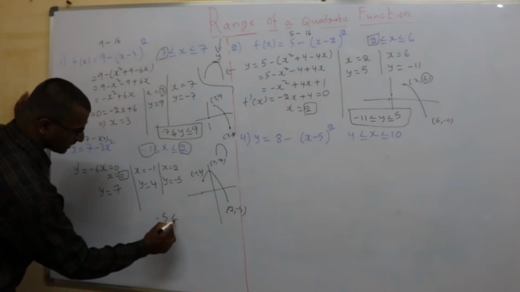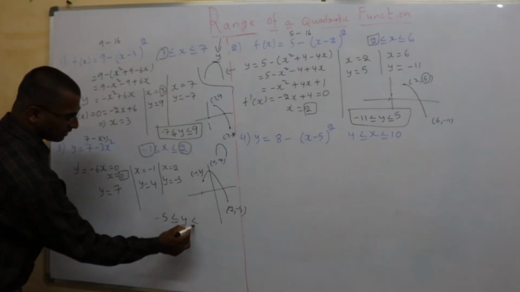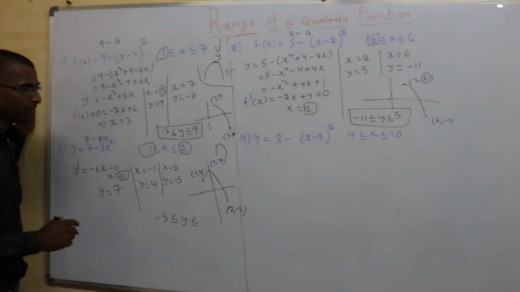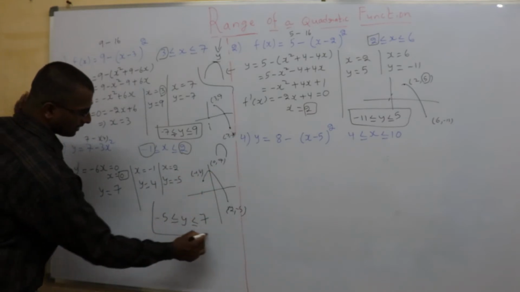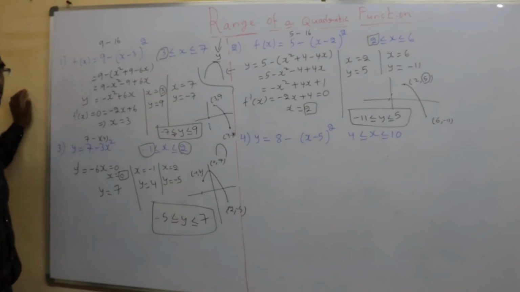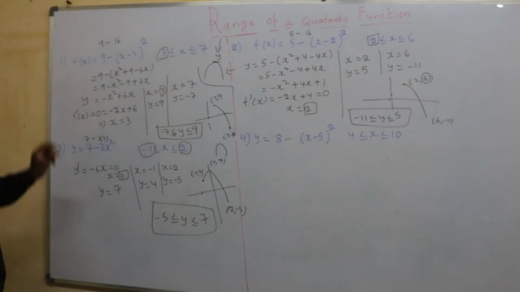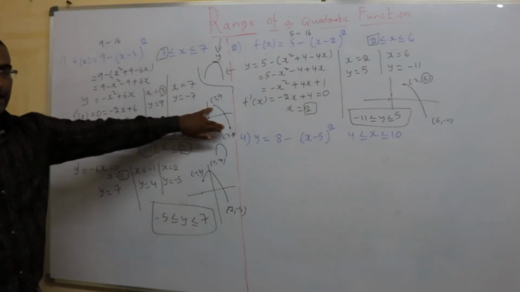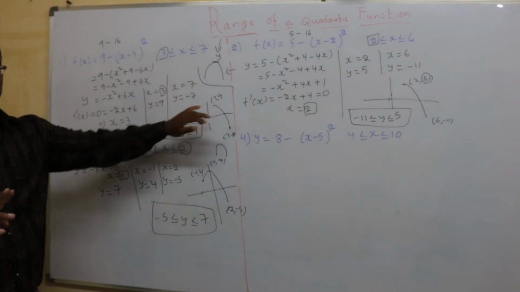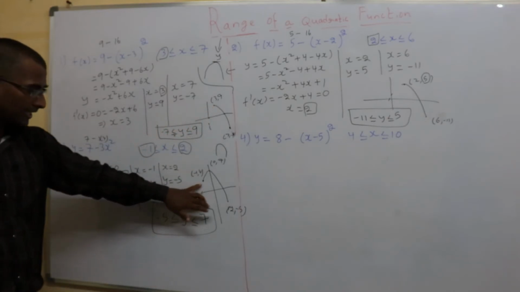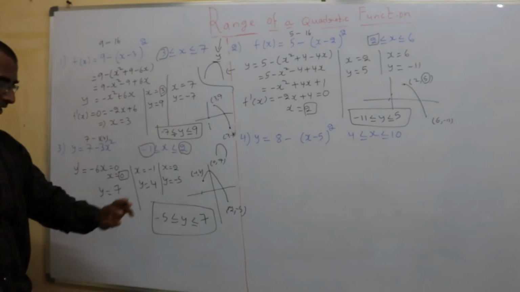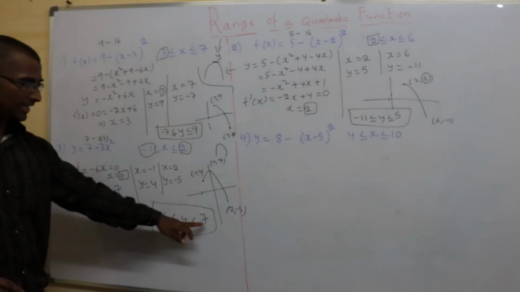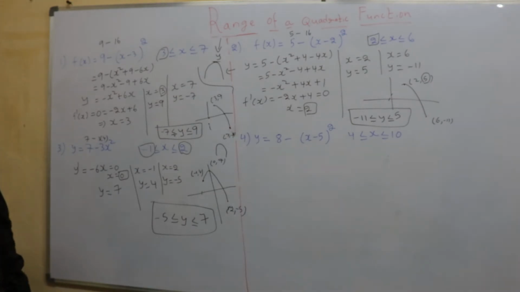So minus 5 is less than or equal to y. Which is the maximum value for y? 4 or 7? 7. So write 7. This is the answer. Over here you had only 2 points to select maximum and minimum. Over here you had 3 points. So from those 3 points, select the minimum, select the maximum. Clear? One more example.